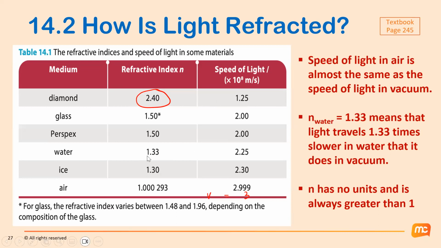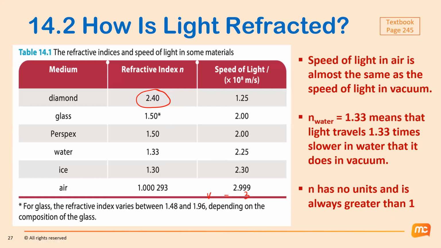Refractive index of water, just now you have seen already, is 1.33. It means that when light enters from vacuum or air into water, I slow down by 1.33 times. Okay, so my speed of light in water is only 2.25 times 10 to the power 8. I do not slow down by 2.40. Diamond slows down a lot. Water only slows down by 1.33 times.